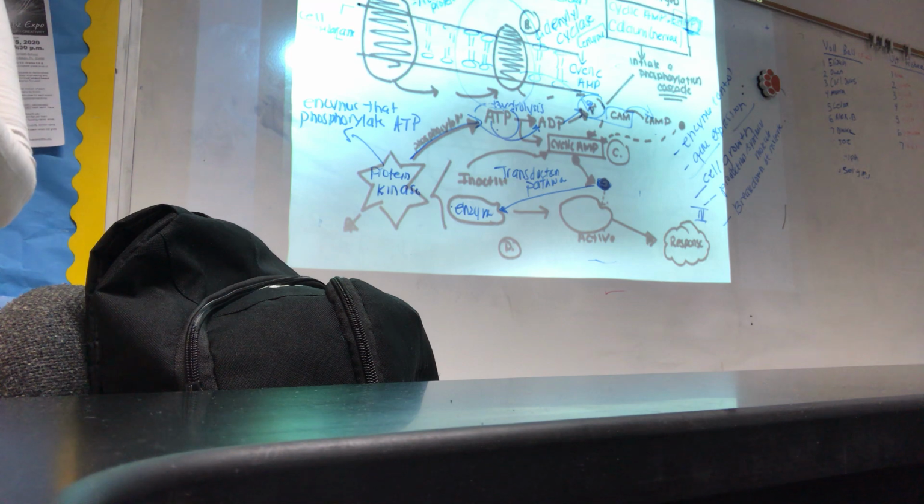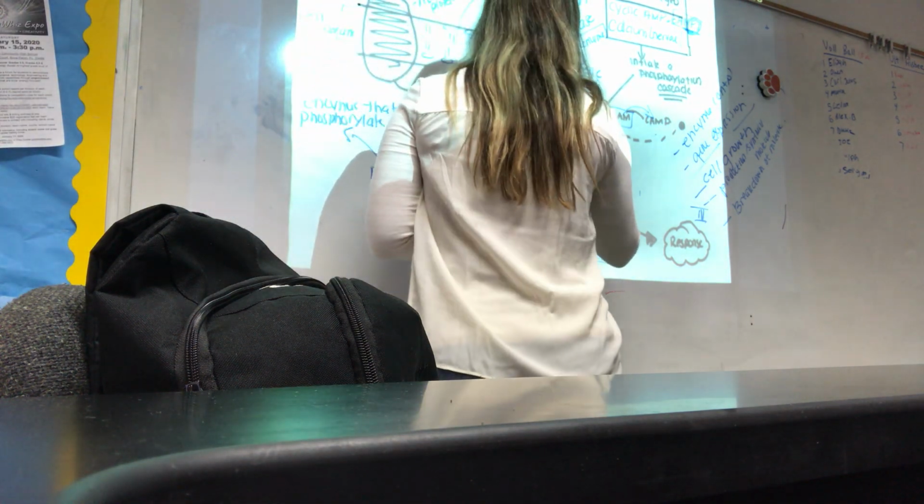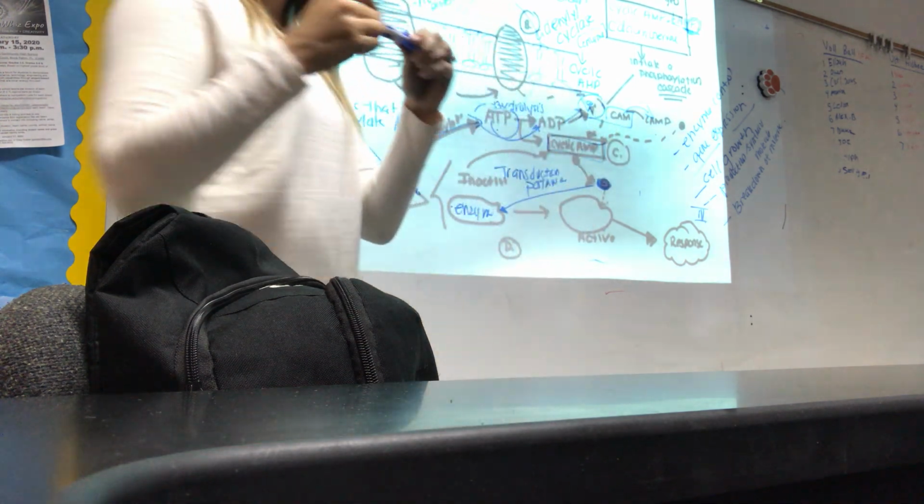Remember, relay proteins go from inactive to active. What's in the receptor over there? Oh, that's cyclic AMP. That's cAMP, right? So cyclic AMP then acts as a secondary messenger.